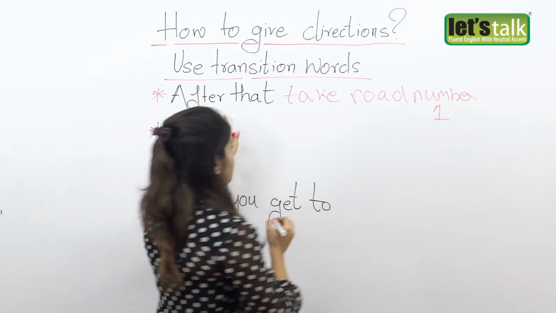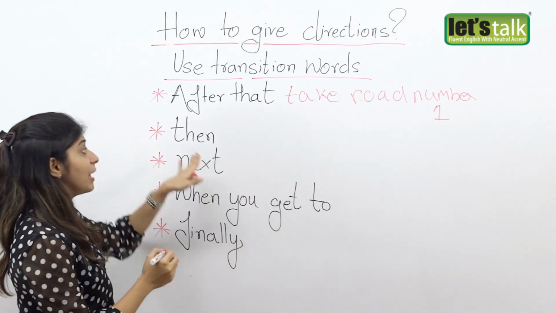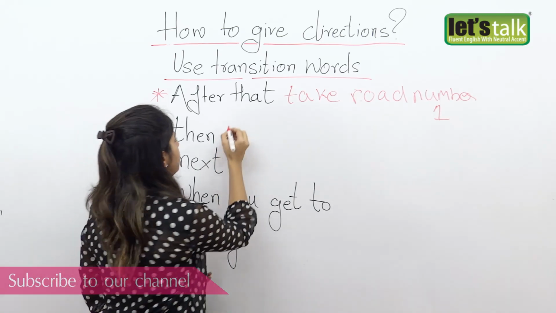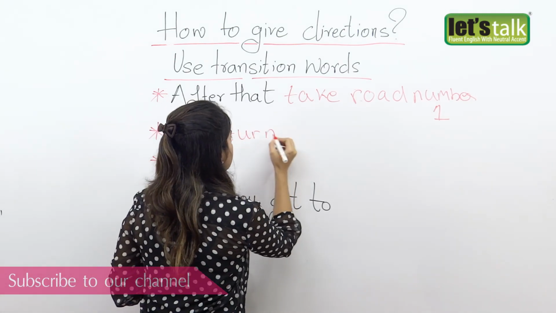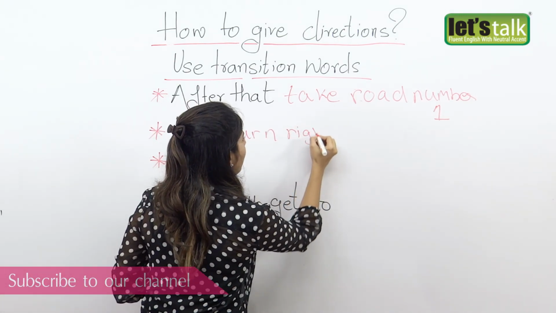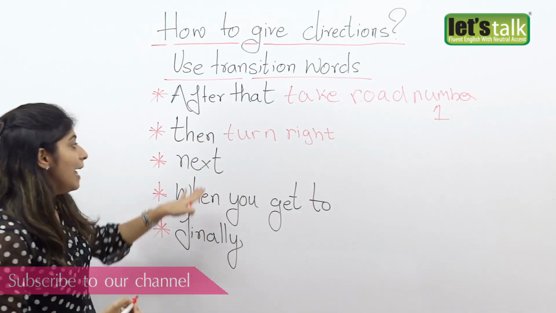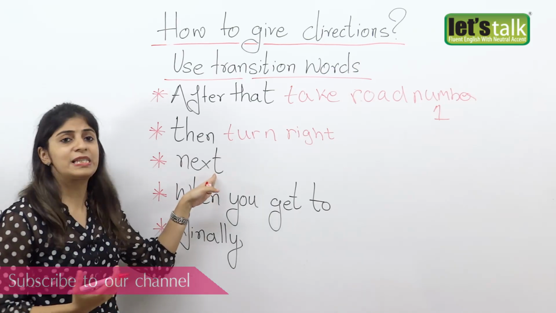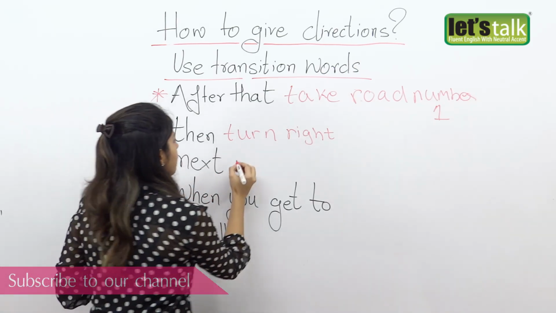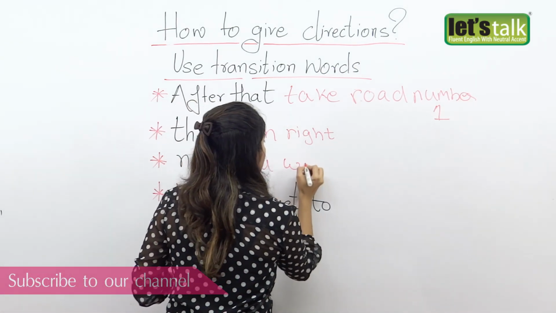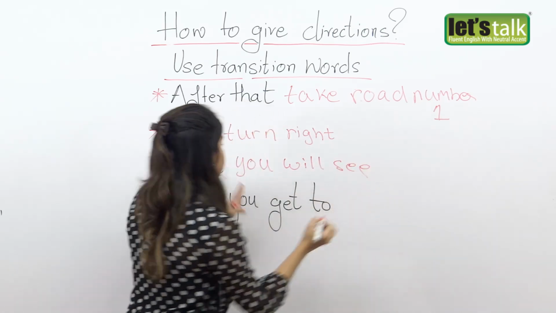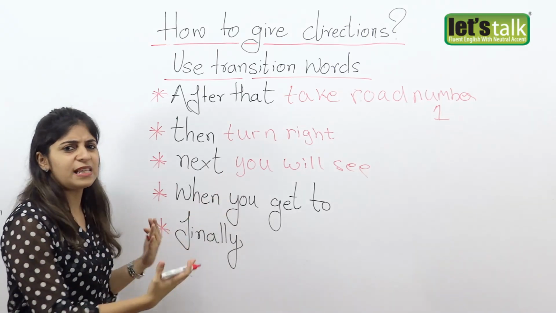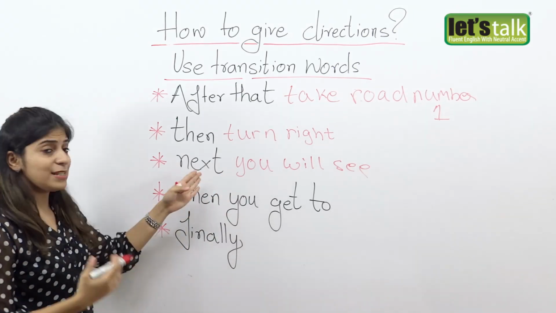Okay, so after that, you take road number 1. Then you turn right. Next you can use a landmark. Next, you would see a McDonald's. Or you can say next you will see a blue tower, or you would see a church. So please do mention that, okay?